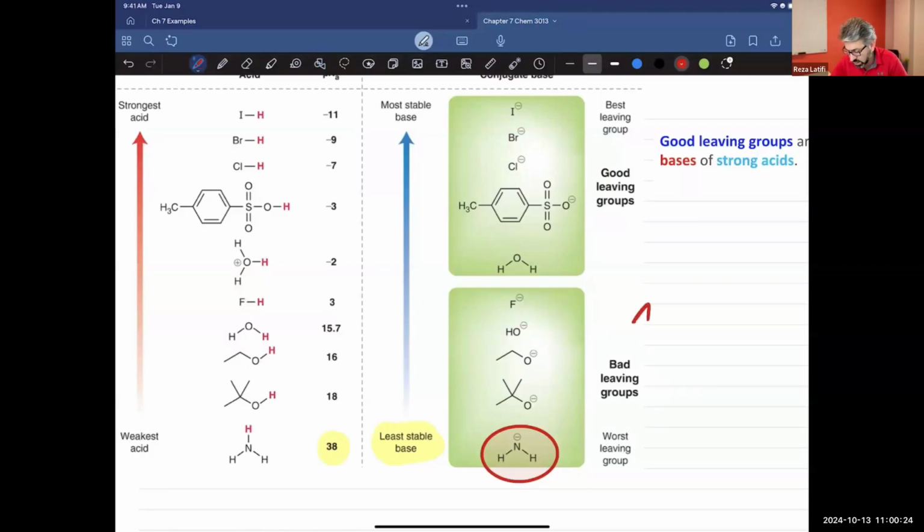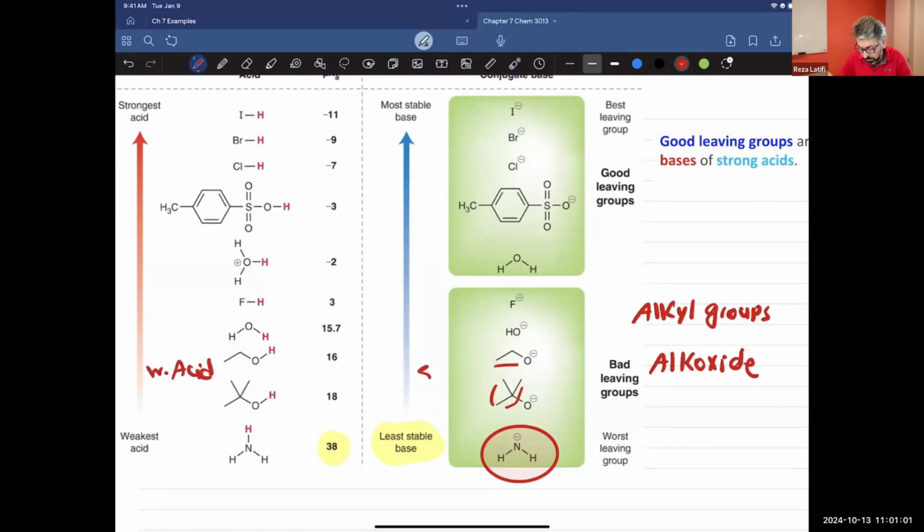Alkoxides are alkyl groups that have oxygen, and in that case we call them alkoxide. So there is an oxygen attached to an alkyl group, for example this one, or a tertiary one that has oxygen with a negative charge. Those are really unstable, and because they are unstable, they will be strong bases. So you have a weak acid, and you will get a strong base. Strong bases are not good leaving groups.